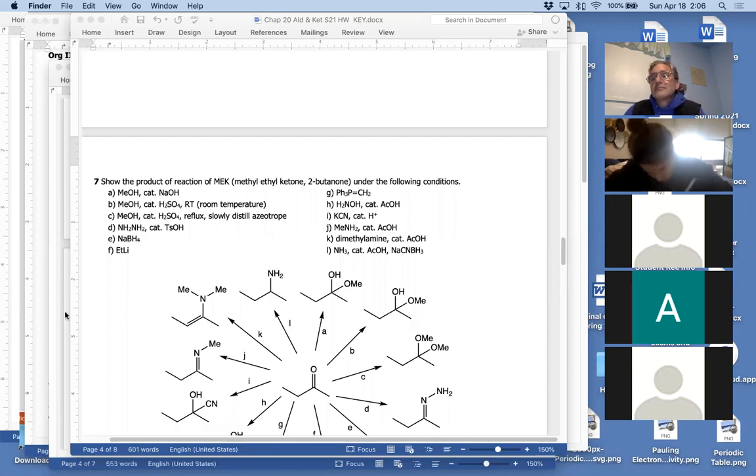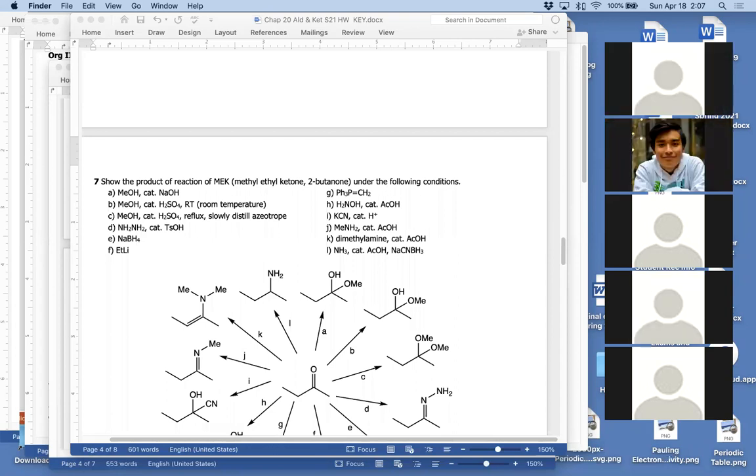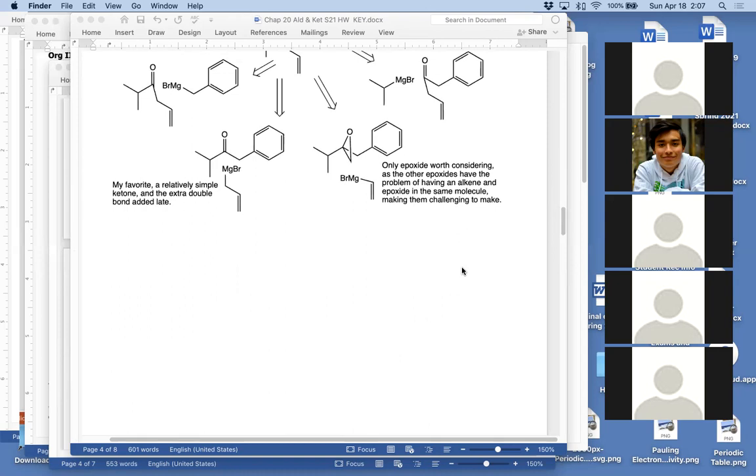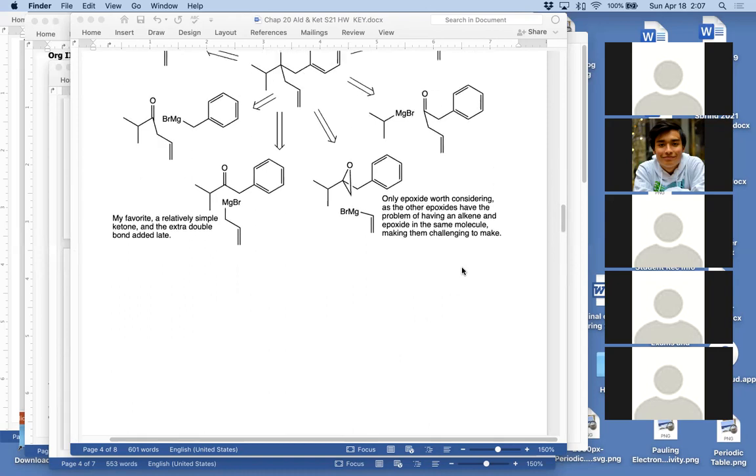I have a question. Okay. Regarding this part of the homework. So when they ask for hydronium catalyzed or acetic acid catalyzed, I'm confused as to when the hydrogen adds to the ketone? Well, if you have a weak nucleophile, a ketone has to be protonated before it can react.